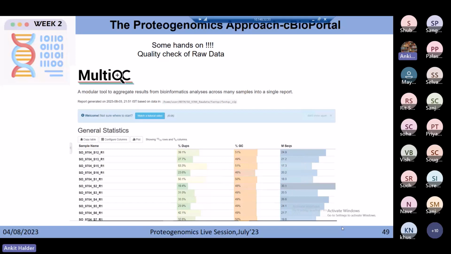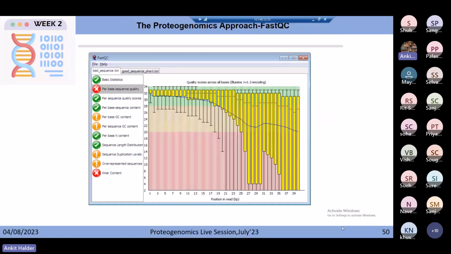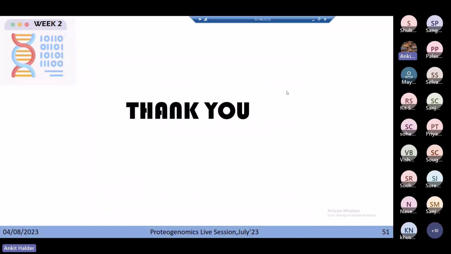So here this is FastQC. FastQC is a very popular tool used for any kind of sequencing data. You go to FastQC and find the basic statistics and per base sequence quality, so the coverage and also the base calls made during the sequencing. How much accuracy or confidence there is in a particular base call, you can find through FastQC.